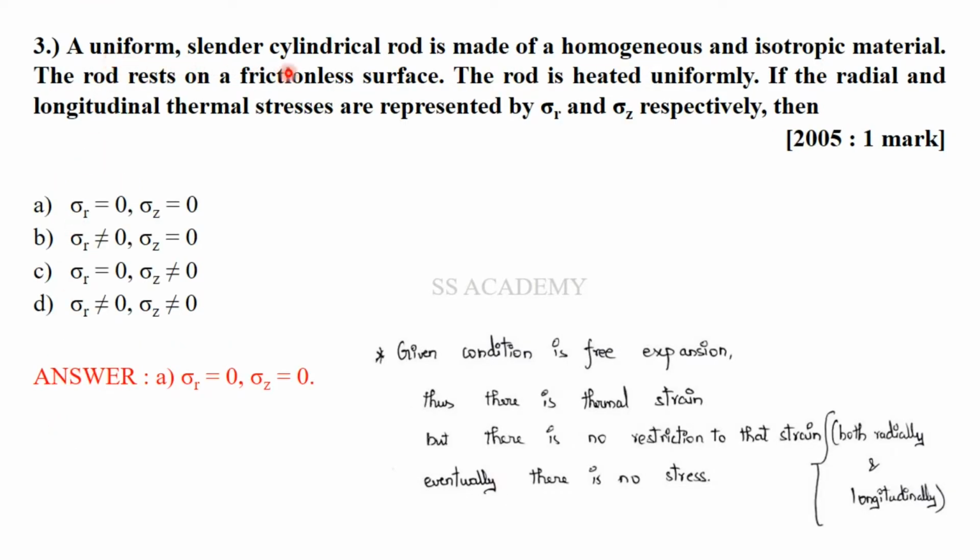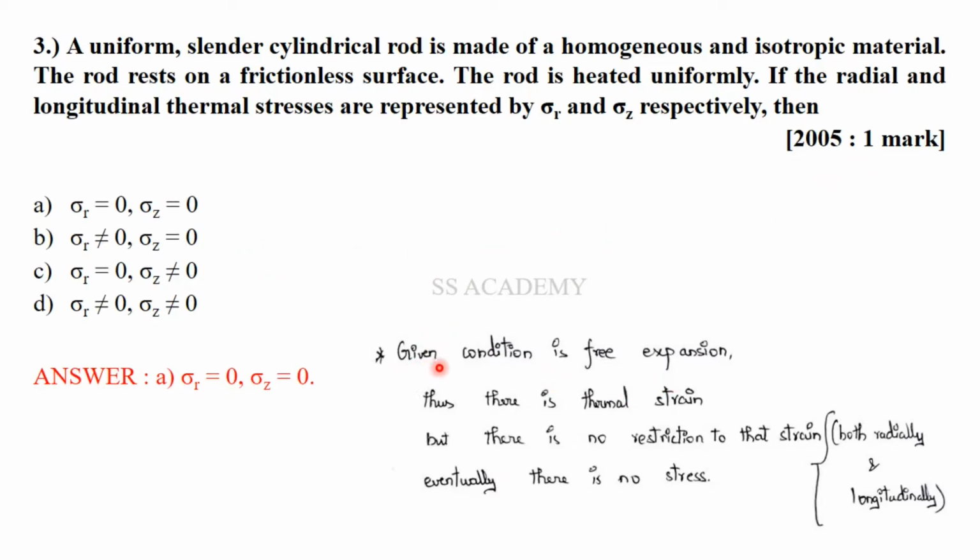A uniform slender cylindrical rod is made of a homogeneous and isotropic material. The rod rests on a frictionless surface. The rod is heated uniformly. If the radial and longitudinal thermal stresses are represented by sigma r and sigma z respectively, then they are asking the magnitudes. It is a 2005 GATE 1 mark question.